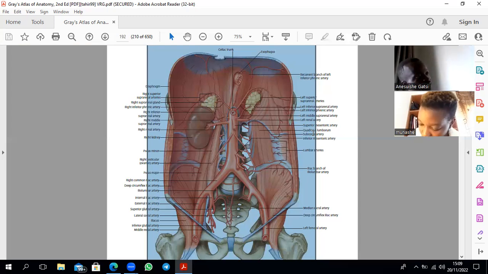So there is renal artery, then there is gonadal artery, which is either testicular or ovarian. Then the third one, we call it suprarenal artery. It's going to the suprarenal gland. Suprarenal gland is what we are calling the adrenal gland. Okay. So far, so good.